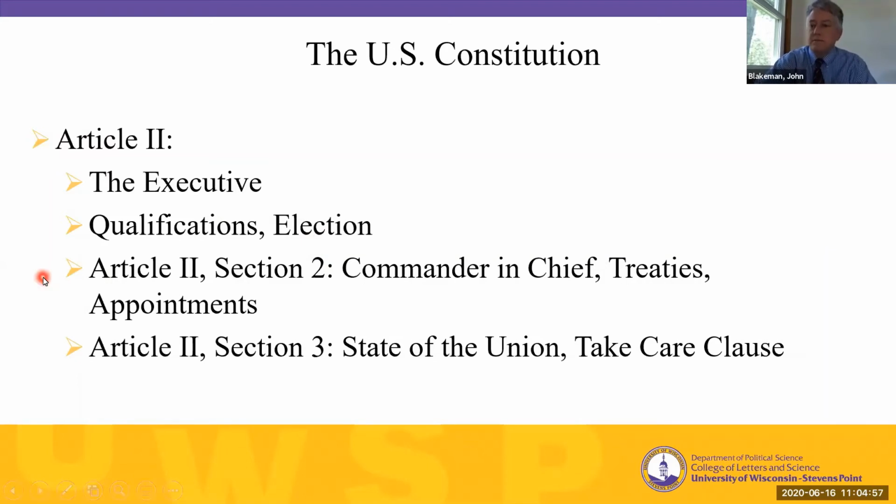Article 2, Section 2. This is the clause that gives the president, the chief executive, the commander-in-chief power, the power to negotiate treaties, the power to appoint government ministers. And then Article 2, Section 3, this is the constitutional requirement that the president from time to time notify Congress of the State of the Union. And it also has what we call the Take Care Clause, which is a very important presidential power, that the president take care to execute the laws of the United States.